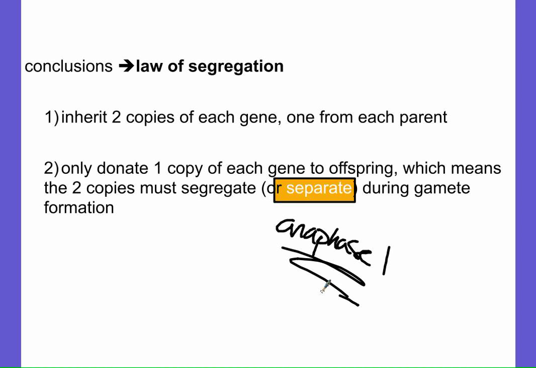So it was a big step in genetics for us to know that we have 2 copies of each gene, 1 from each parent, and that since each parent is only donating 1 copy, they have to separate during gamete formation. There's only 1 copy per gamete, per sperm cell, per egg cell. All right, so that's section 3.